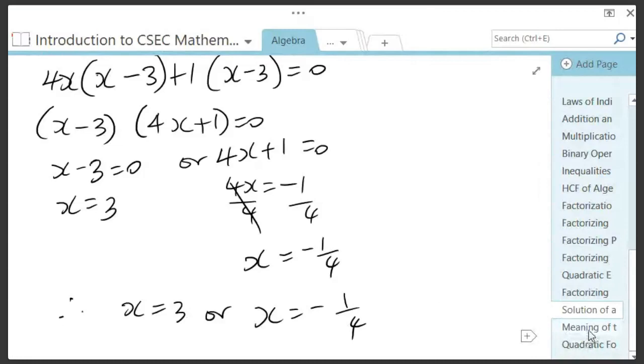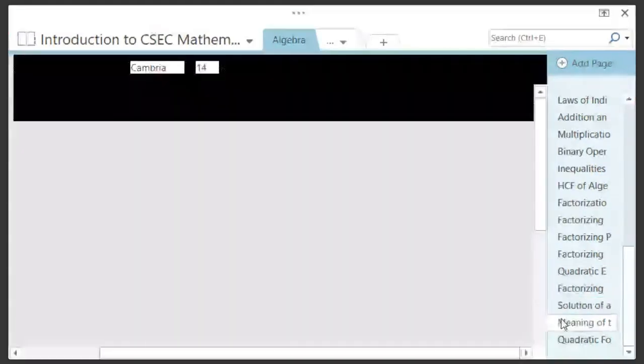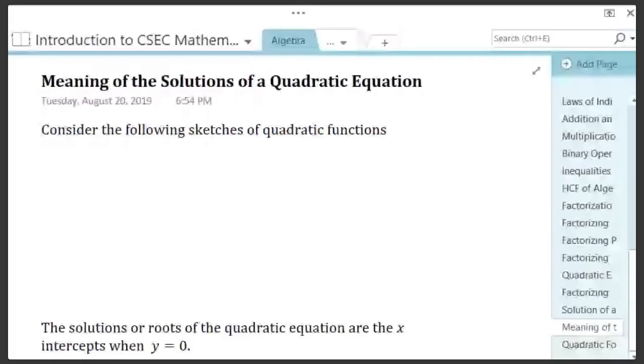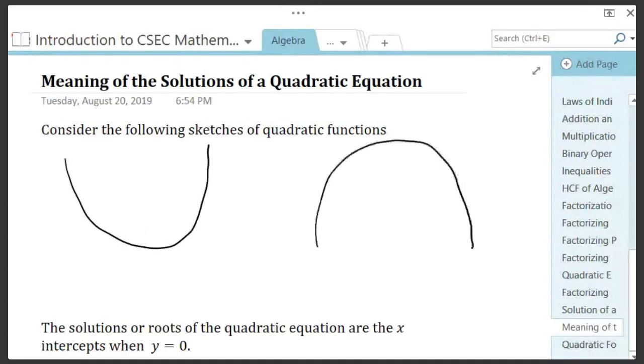I just want to touch on this because many times students do these questions, but they don't have an appreciation for what exactly it means. So the meaning of the solution of a quadratic equation. So I want you to consider the following sketch of a quadratic function. Now, when you come to functions, you would learn that the coefficient of x squared, which is a, when a is positive, you'll smile and you will have a minimum function. And when a is negative, you will frown and you will have a maximum function.